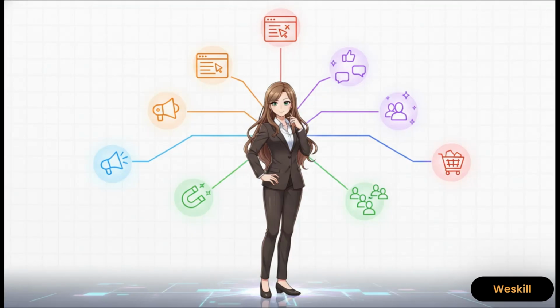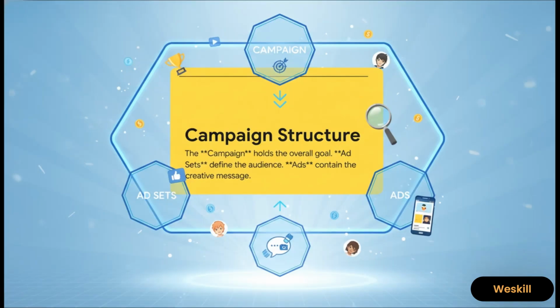So, do you just want to get your brand name out there for brand awareness? Or are you trying to generate leads for a high-end service? Maybe you just want to drive direct sales on your e-commerce store. Picking the right objective here is the critical first move that shapes everything else. It helps to think of this as a simple hierarchy, kind of like a pyramid. At the very top, you have your main campaign, which holds your big goal, let's say sales. Underneath that, you've got your ad sets, which define who you're talking to. And then at the bottom, you have the ads themselves, the actual creative stuff people see.